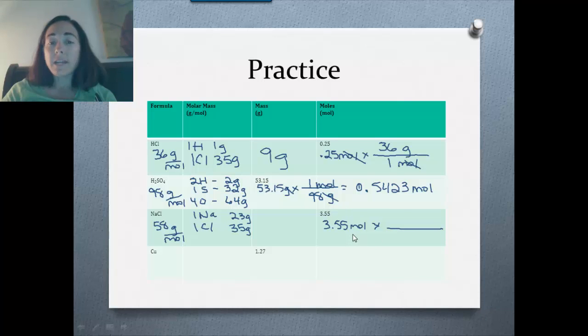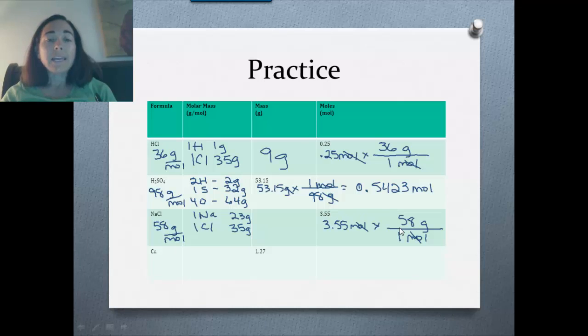You always write down your given first. I need moles to cancel out, and guess what's going on the top? It's that molar mass that we just calculated. So moles cancels with moles, and when I do the math, if I have 3.55 moles of sodium chloride and each mole has a mass of 58 grams, I get 206 grams of sodium chloride is the answer for this one.